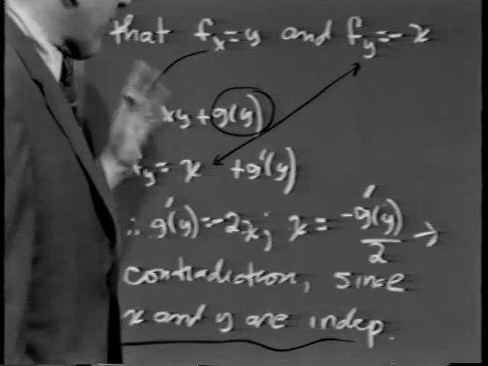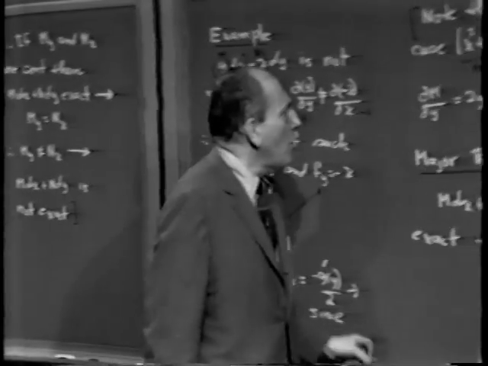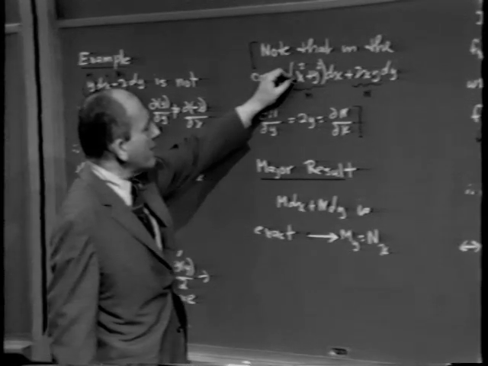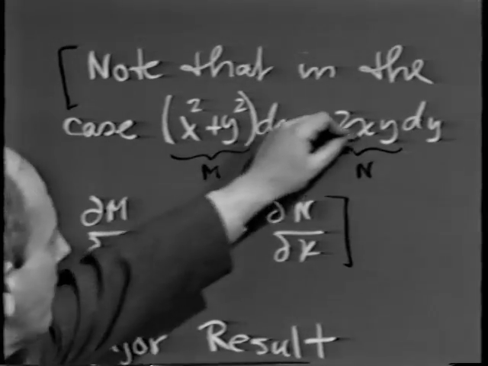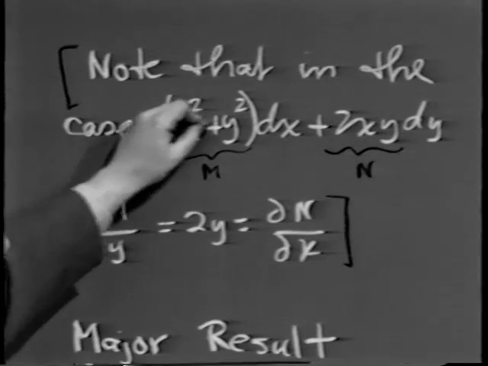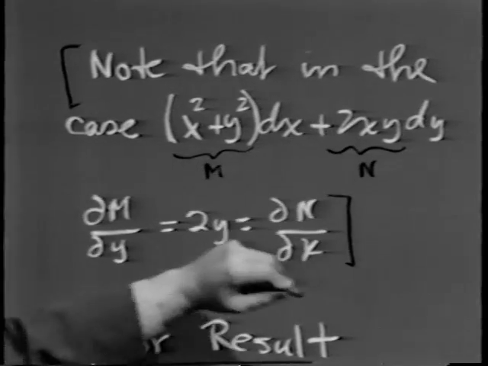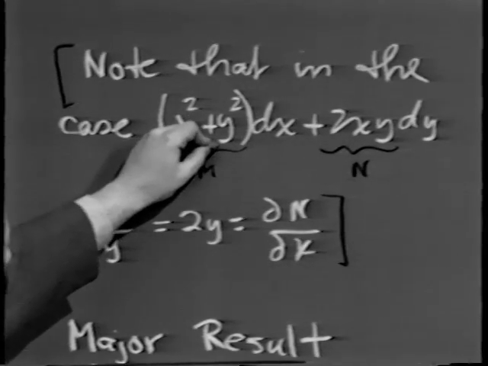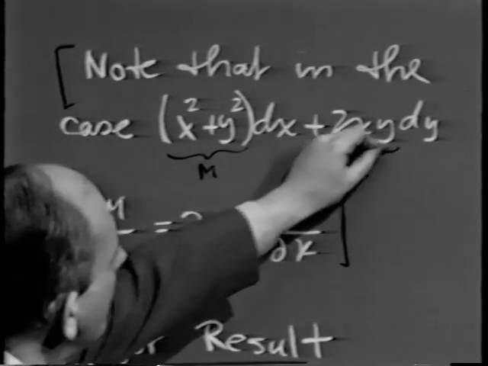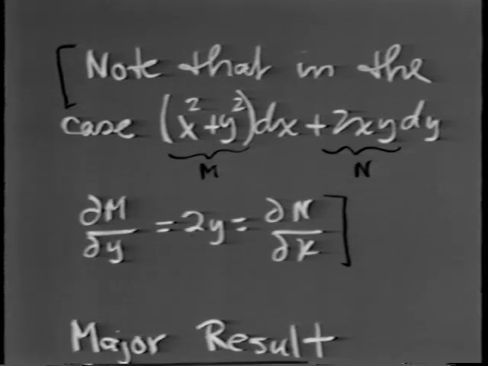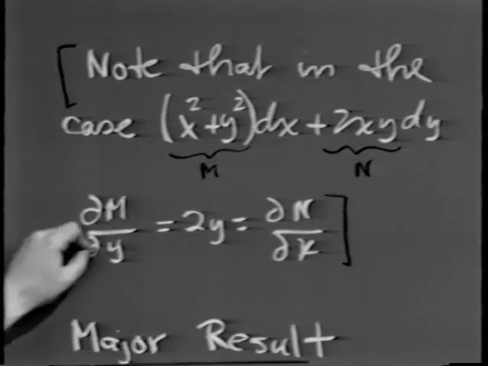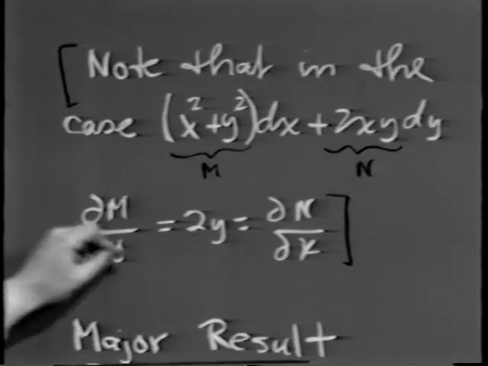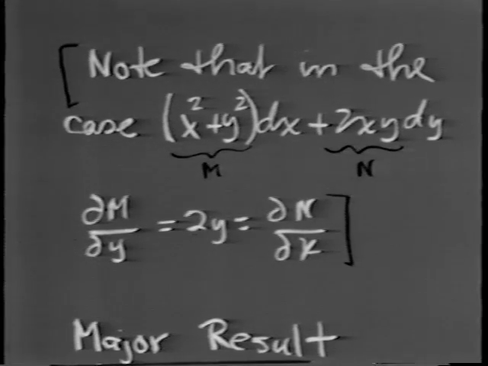By the way, just as a quick aside, notice that in the case where we were able to succeed at this, namely the previous example, (x squared plus y squared) dx plus 2xy dy, m was x squared plus y squared, n was 2xy. Notice that the partial of m with respect to y is 2y. And the partial of n with respect to x is also 2y. So it seems that the deciding factor really is that the partial of m with respect to y has to equal the partial of n with respect to x.